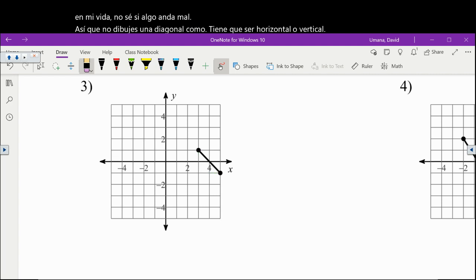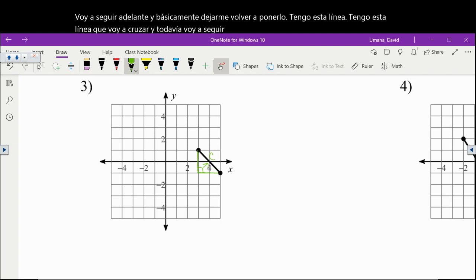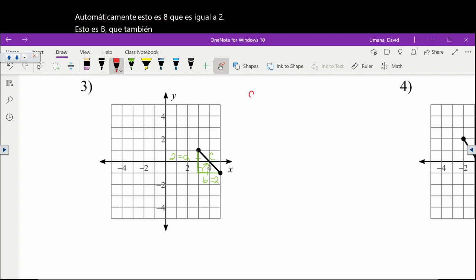I'm going to go ahead and basically say, let me put it back. I have this line, I have this line. I'm going to go across and I'm still going to label C. Automatically, this is A, which equals 2. This is B, which also equals 2. And I will just plug in.